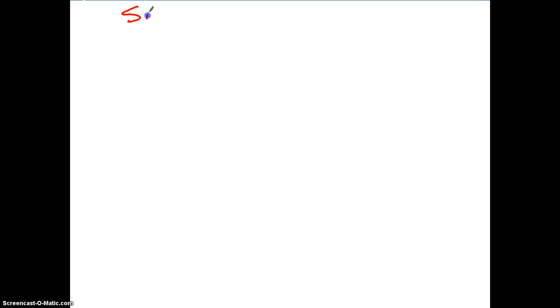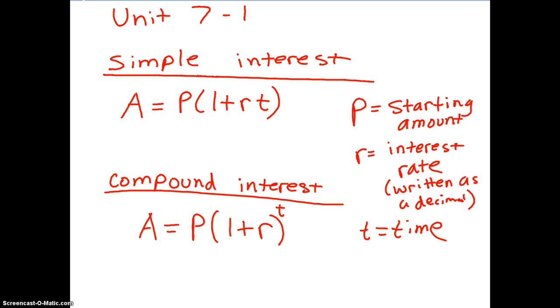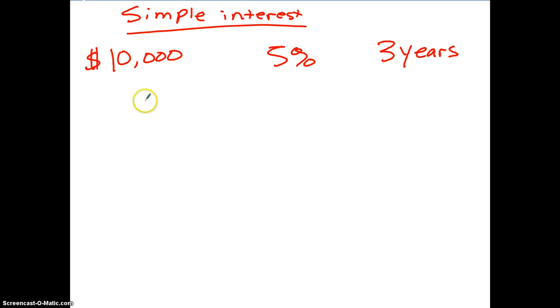This is going to be simple interest. Okay, so we deposit $10,000 in the bank. I want you to think about which variable that represents. We have a 5% interest rate, and I want to know how much money is in this account after 3 years. Now remember, this is simple interest. Okay, so we're going to come back here, we're going to use this formula. A equals P times 1 plus RT.